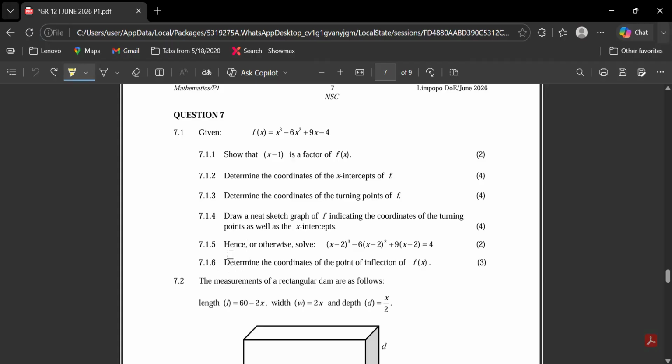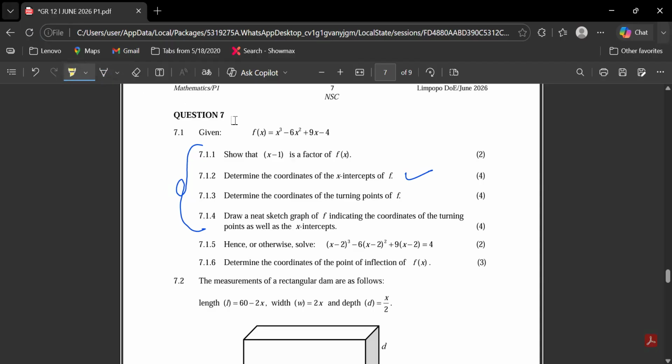Now, the simplest way is to check what it is that you've already done. If we check from 7.1.2, we're told that we should calculate the x-intercept. And we're given g of x. Oh, it was f of x. Yes, f of x.